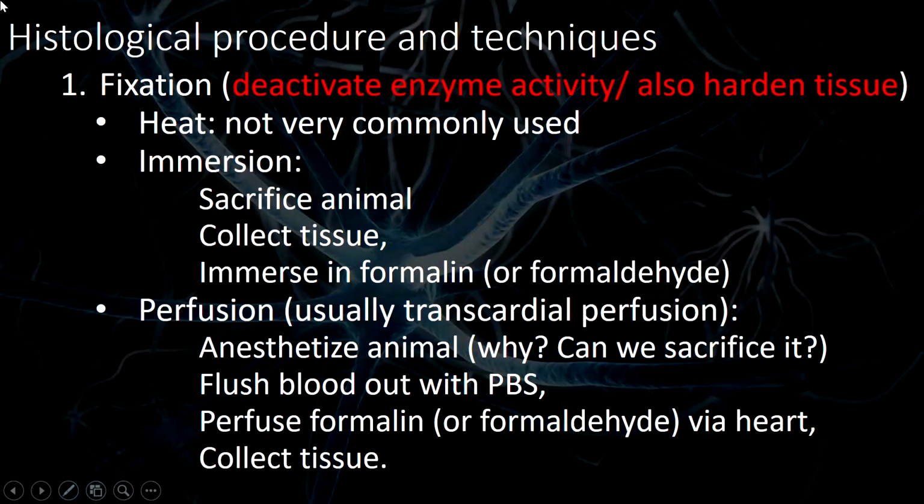There are 4 steps of doing transcardial perfusion. First one is to anesthetize the animal, which means you put the animal asleep, but you cannot kill them. And then you flush out the blood with PBS. For this step, you pump the PBS into the ventricle of the heart, and then you make a cut in the atrium, so the blood will get flushed out from the atrium. And then you perfuse formalin, or formaldehyde, through the heart, which means you pump formalin into the ventricle of the heart. This way the formalin will get into every single corner of the tissue, and then you collect the tissue that you need.